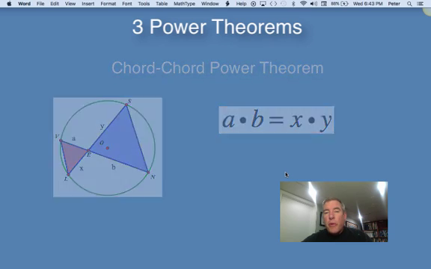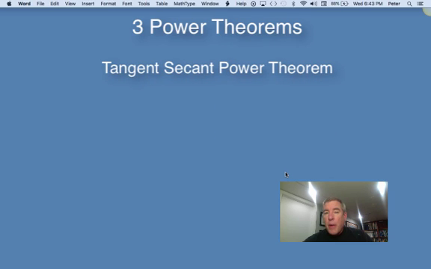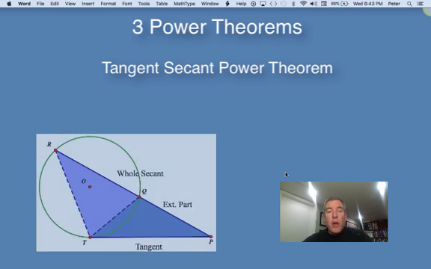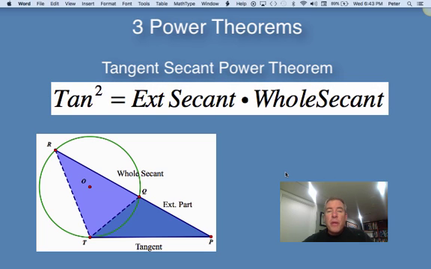In the second power theorem, called the Tangent-Secant power theorem, again, because of the overlapping and similar triangles in the picture, we saw that the tangent squared is equal to the product of the external part of the secant times the whole secant. Now be very careful not to set the square of the tangent equal to the external part of the secant times the internal part of the secant, or the chord, as of course it's called.